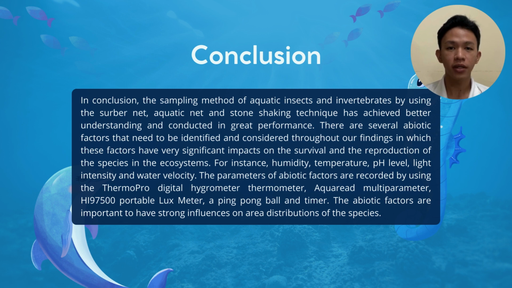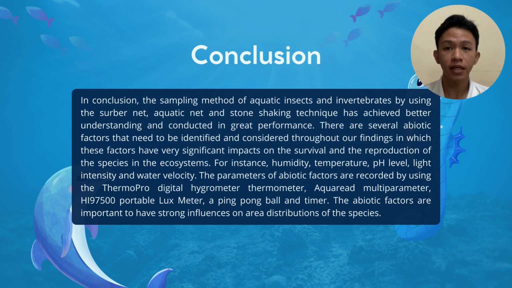There are several abiotic factors that need to be identified and considered throughout our findings, as these factors have a very significant impact on the survival and reproduction of species in the ecosystem. For instance, humidity, temperature, pH level, light intensity, and water velocity. The parameters of the abiotic factors are recorded using the ThermoPro digital hygrometer thermometer, AquaRead multiparameter, HI 97500 portable lux meter, a ping pong ball and a timer.